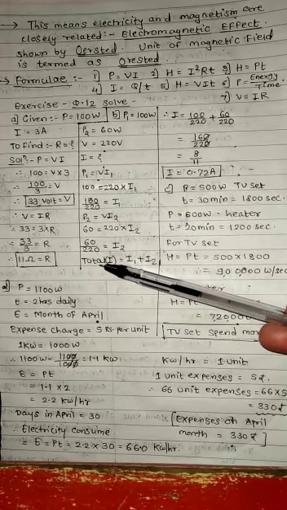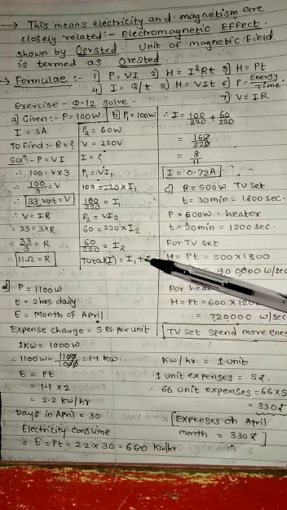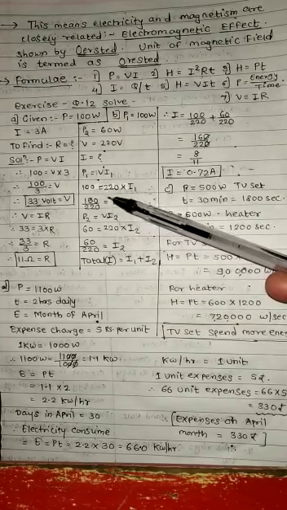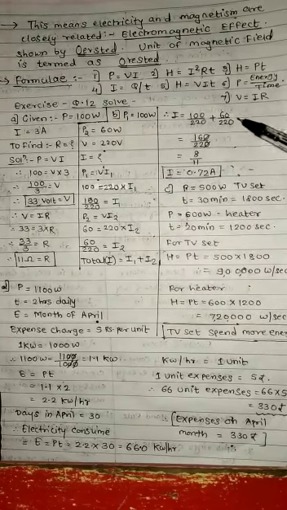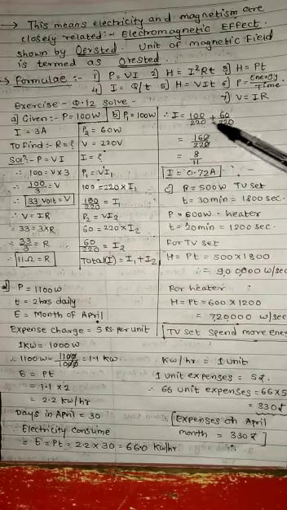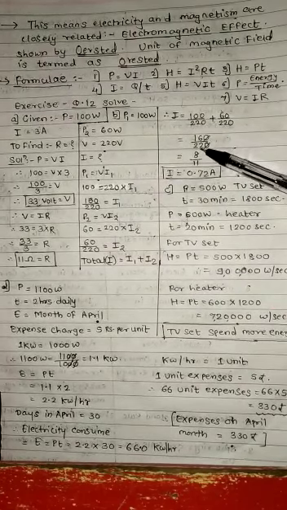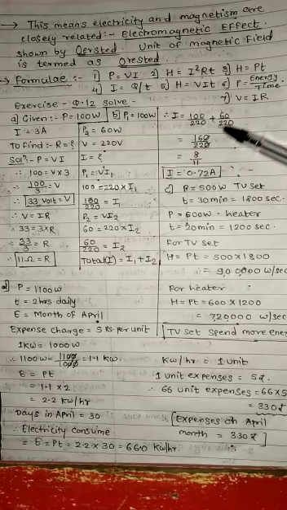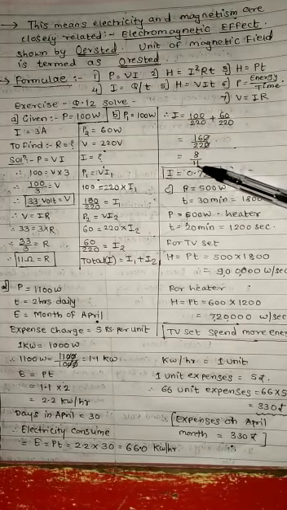So here the total current, total I, is equal to I1 plus I2. I1 is 100 upon 220, I2 is 60 upon 220. The denominator is the same, 220, so you have to write it down only once. And 100 plus 60 is 160. 160 divided by 220, that is 8 upon 11.